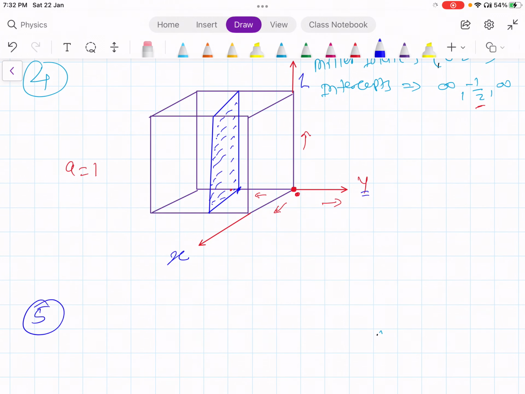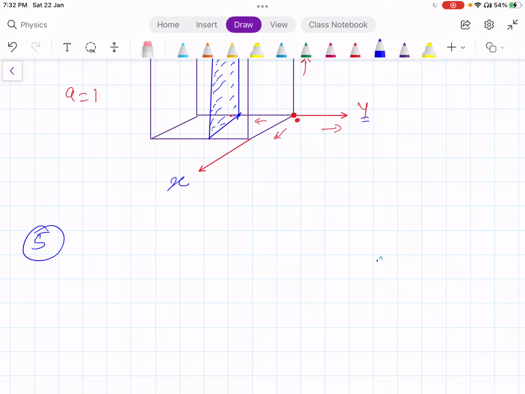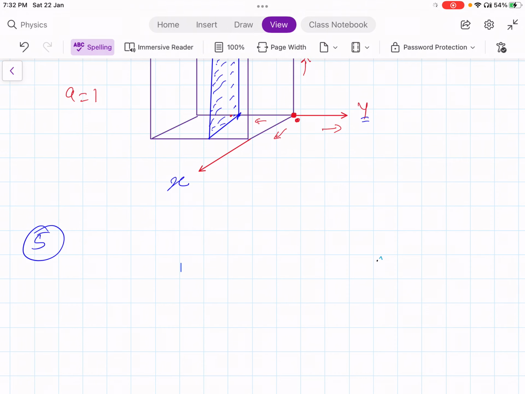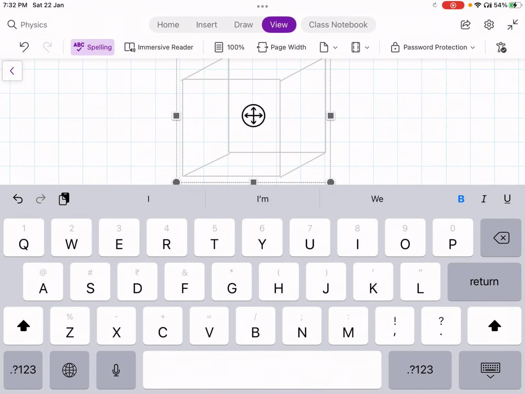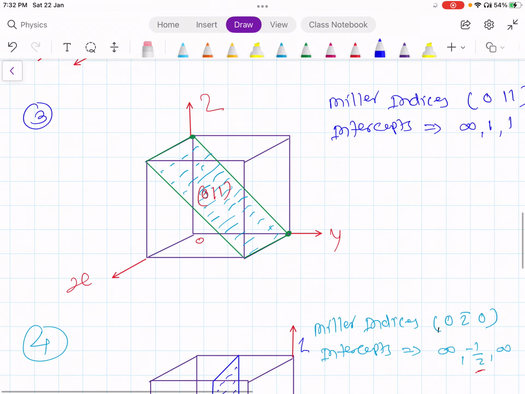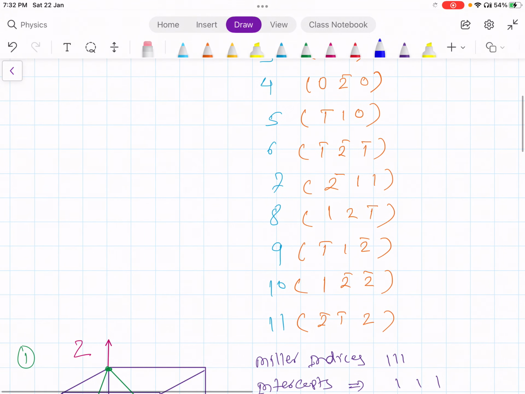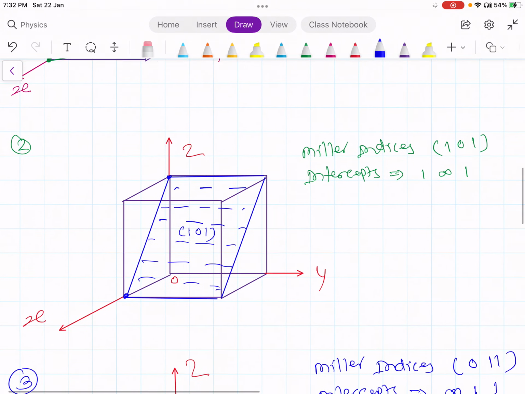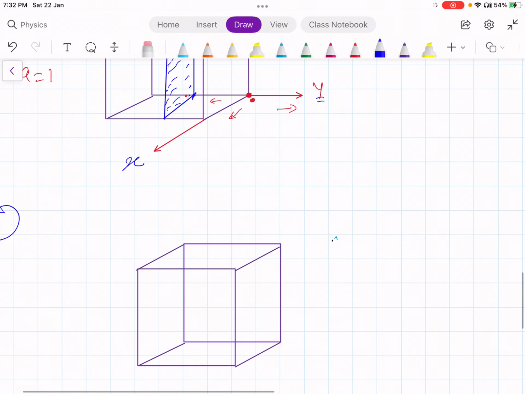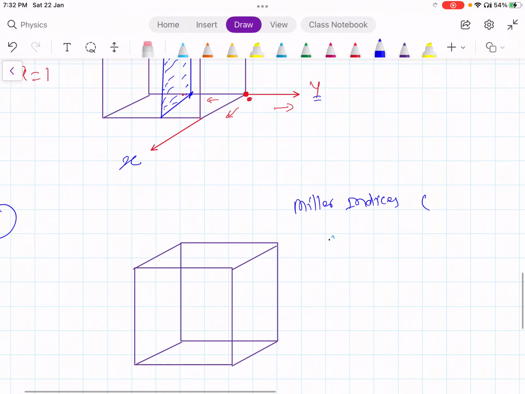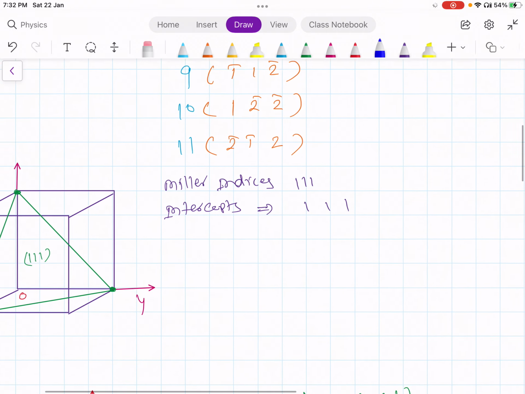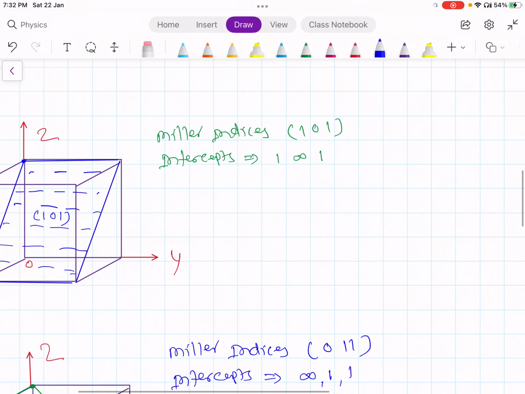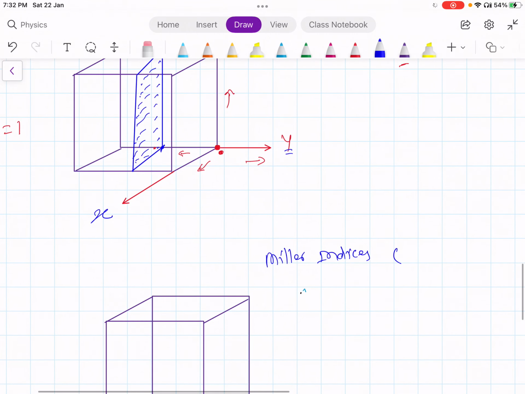Then the fifth one, first unit cell, then see the Miller indices of the fifth, minus 1, 1, 0. So Miller indices are bar 1, 1, 0. You have to read this as bar 1, 1, 0.